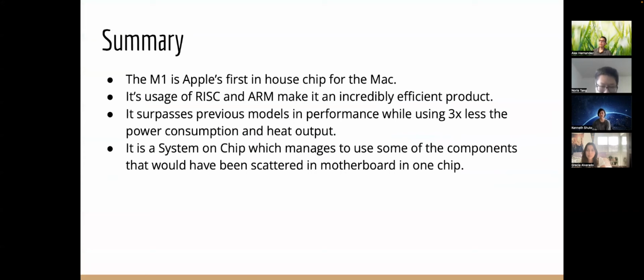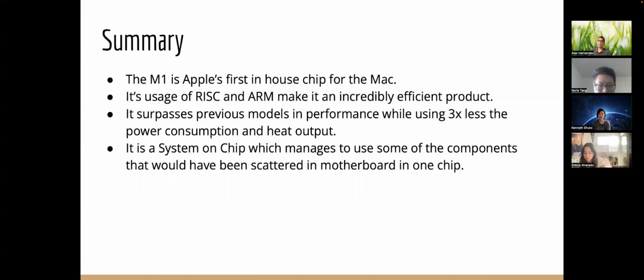And so, summarizing everything that we learned, the M1 chip is Apple's first in-house chip for the Mac, and its usage of RISC and ARM architecture makes it an incredibly efficient product. All this while still surpassing previous models in performance, while using 3 times less the power consumption and heat output. This means better battery life, excellent battery life. Yeah, and also you won't have to worry about it burning your lap while you're using it.